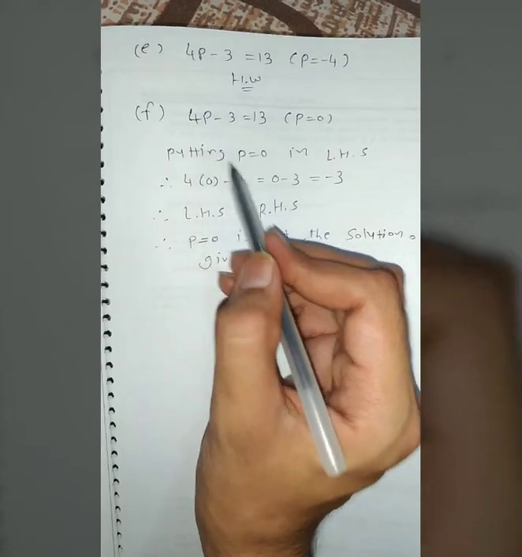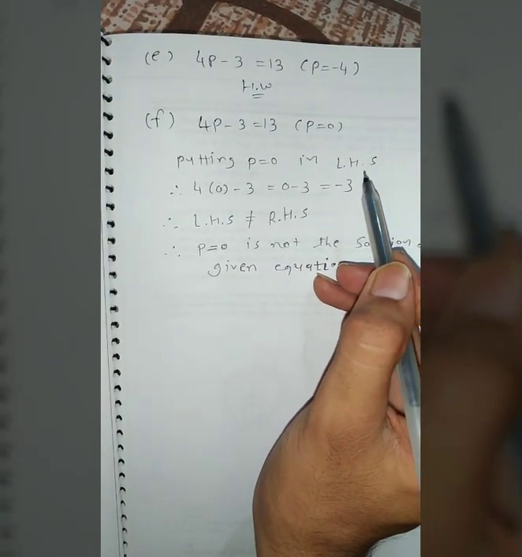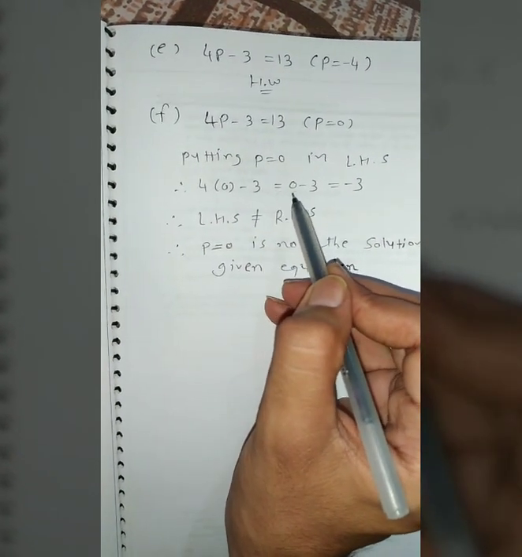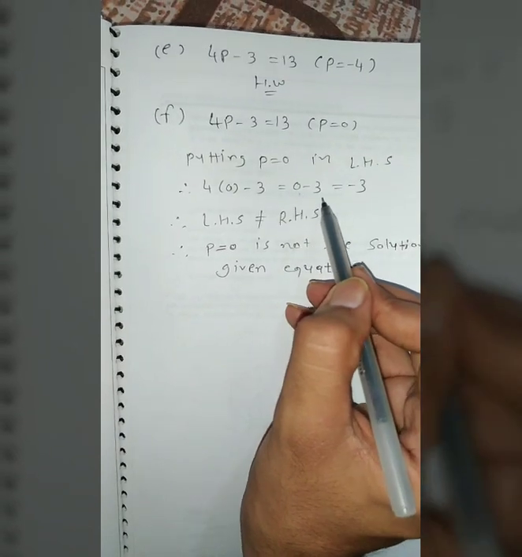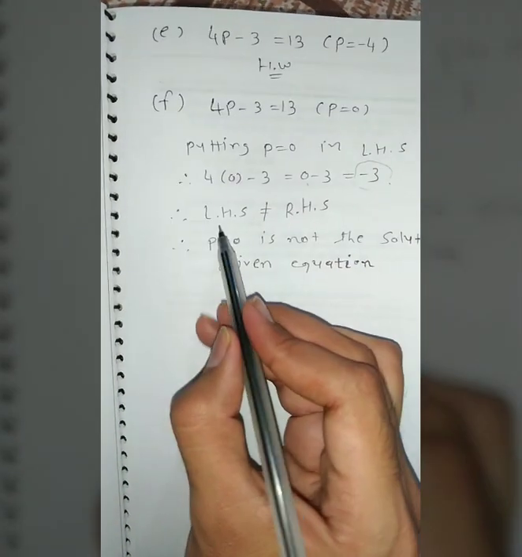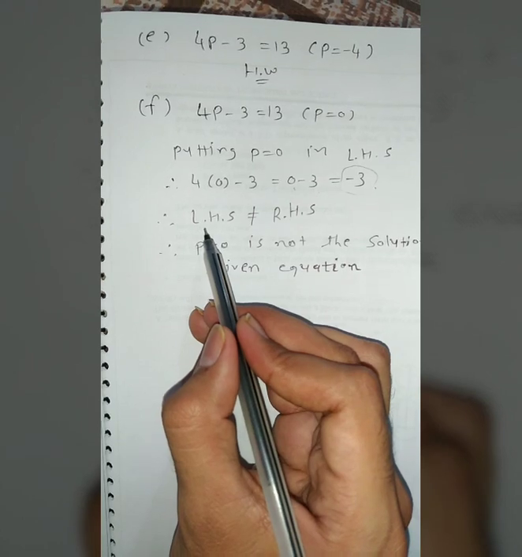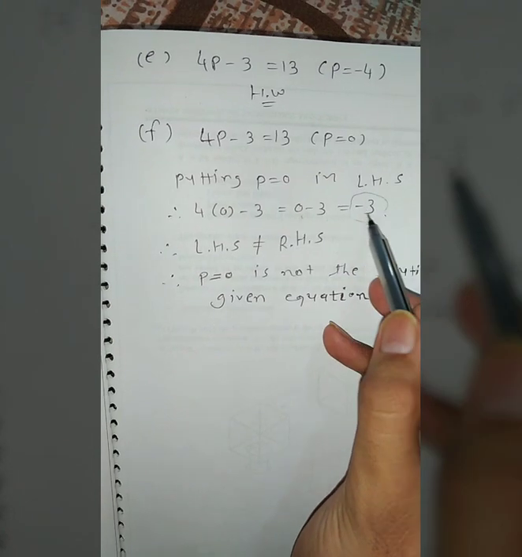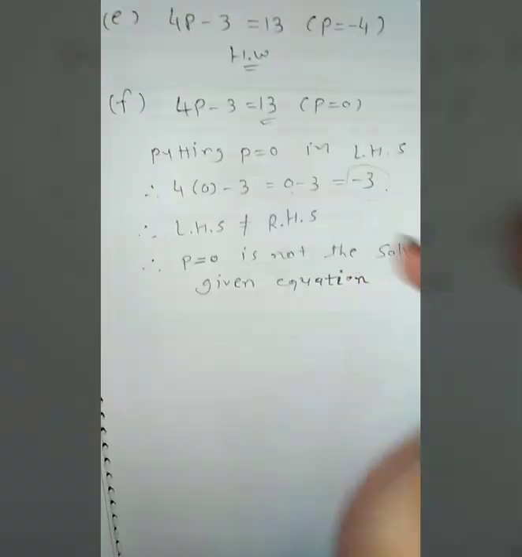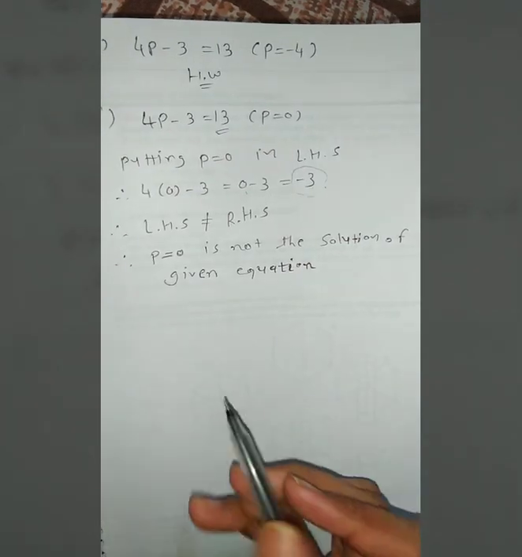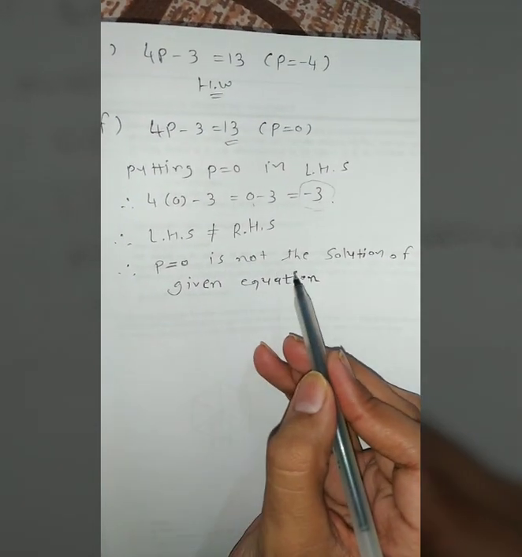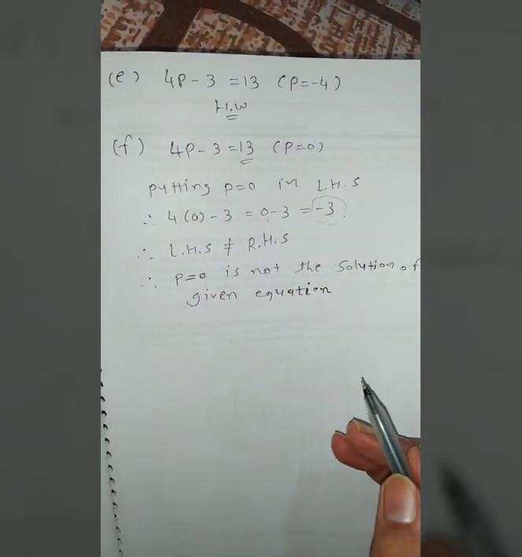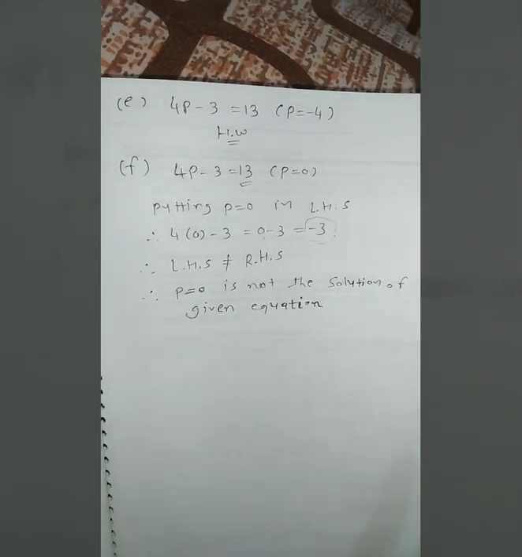Put the value of p equal to 0 in the left hand side. So 4 into 0 minus 3, that is 0 minus 3, that is minus 3 here. So left hand side is minus 3, but our right hand side is 13. So p equal to 0 is not the solution of the given equation. In this way we can find the solution of an equation.